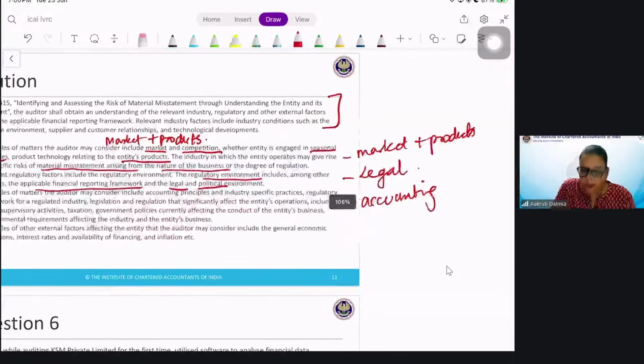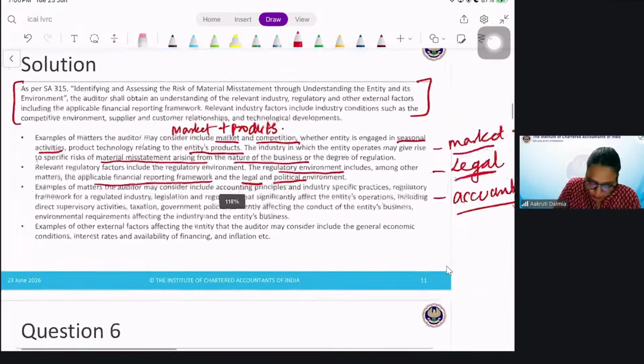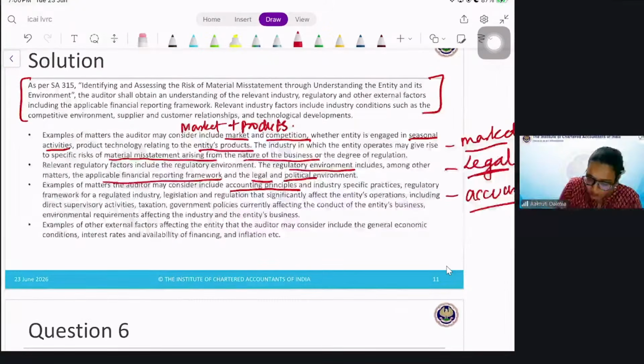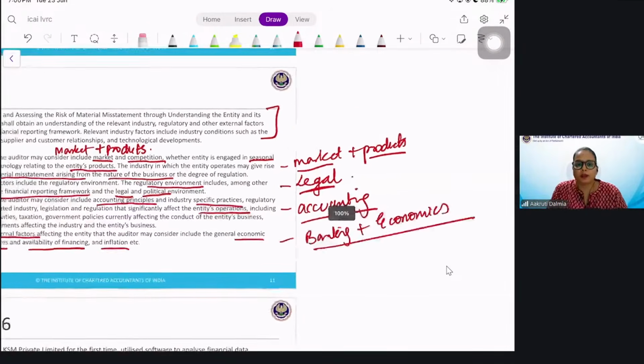What information will I obtain? First market and product, legal, then accounting. What in accounting? What are the accounting principles, industry specific practices, then what are the things that can affect the entity's operations? This is like a mixed form. Then other external factors like general economic conditions, interest rate, financing, inflation. So just write this as banking plus economics. Okay. So please remember this answer.